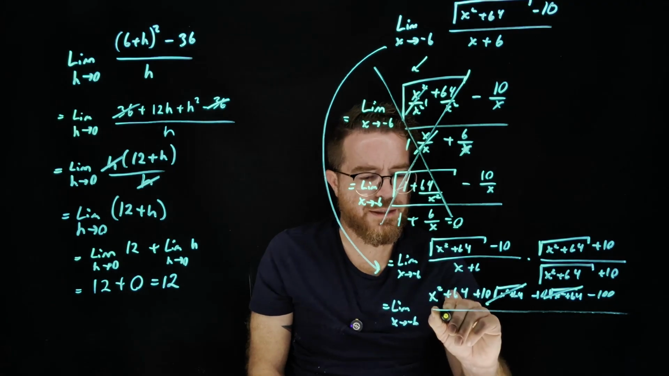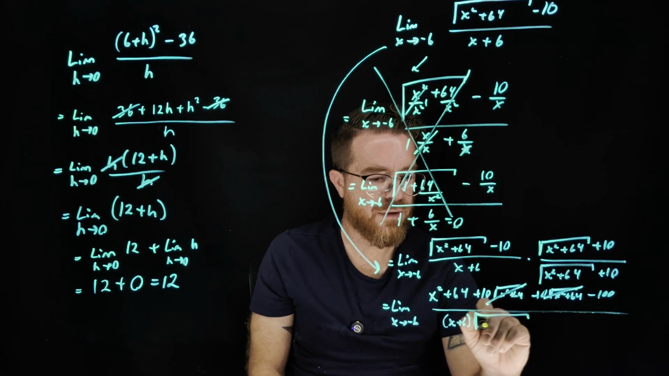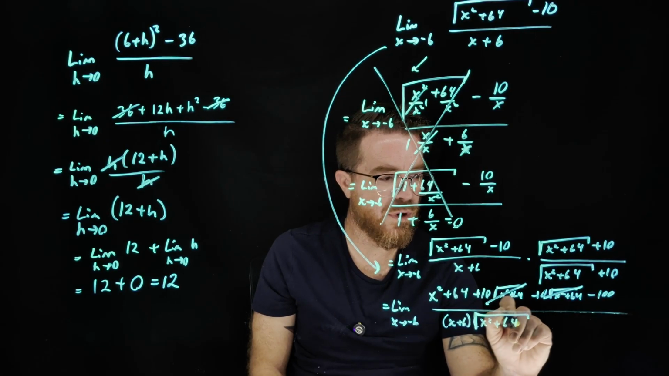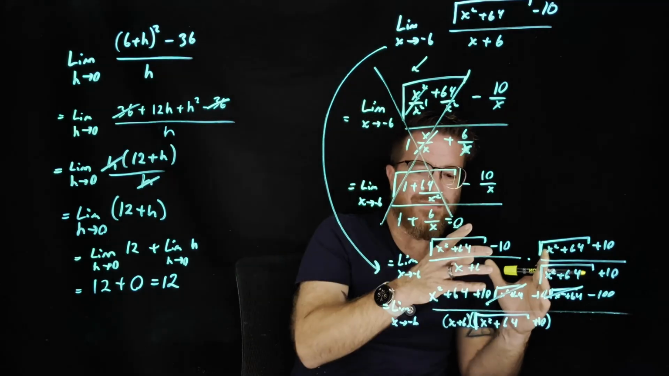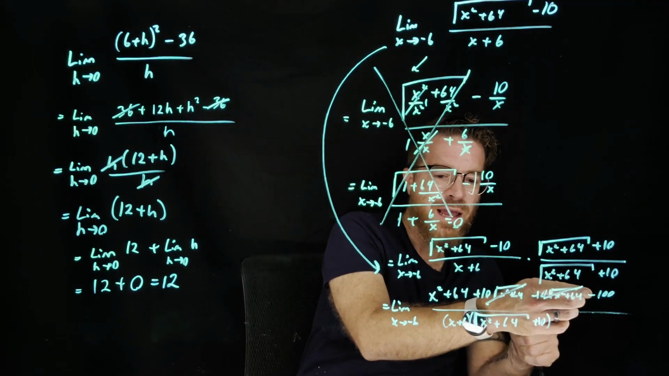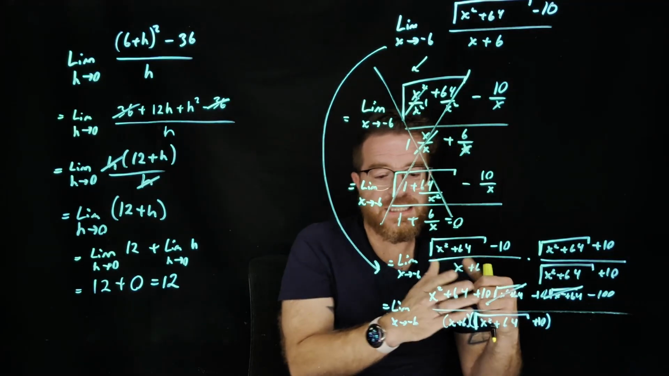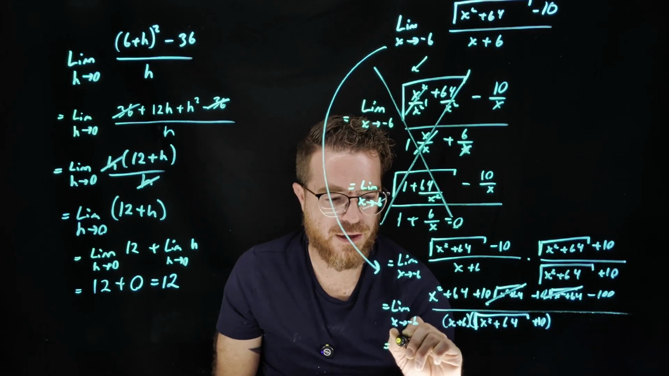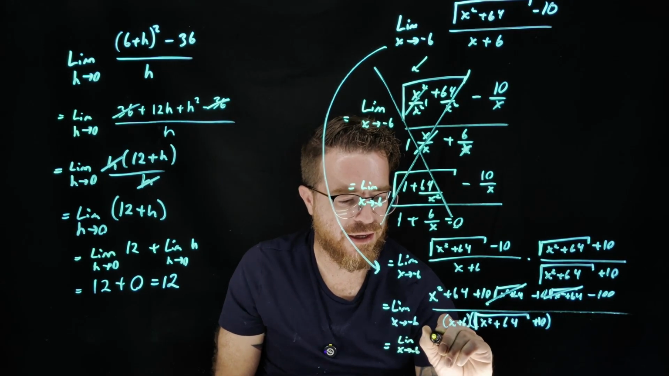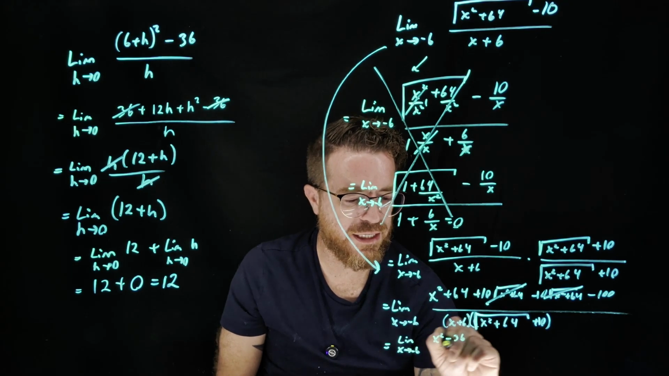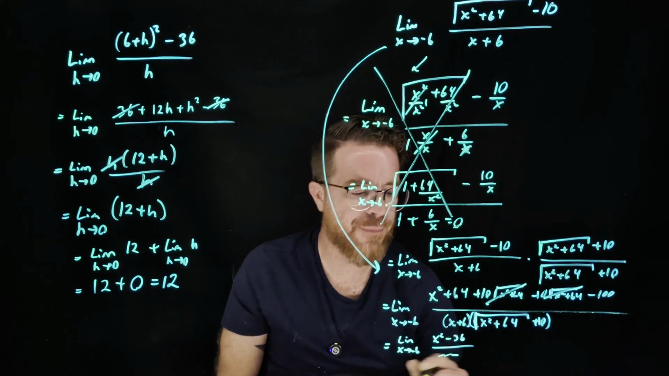At the bottom, I'm just going to leave it the way it is. So there's going to be x plus 6 times the square root of x squared plus 64 plus 10. Okay, so what I'm left with at the top is plus 64 and minus 100. This is going to give us minus 36. So this is going to be the limit as x approaches -6 of x squared minus 36 divided by this stuff. I'm just going to write this as a squiggle. We'll come back to it when we actually evaluate.